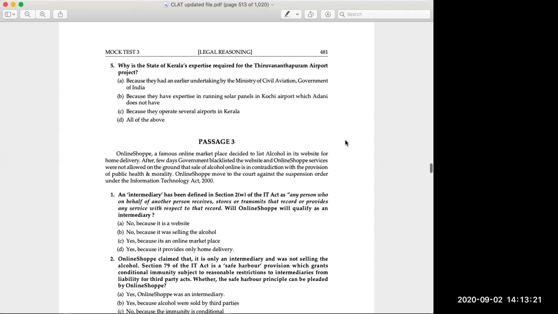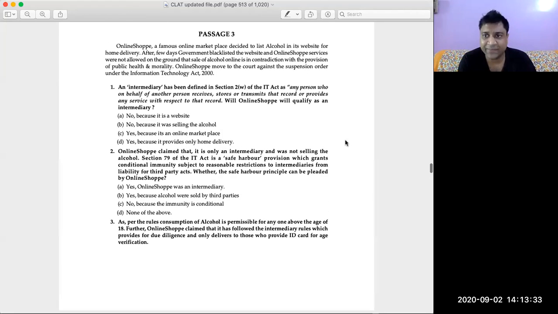Sir, it is clearly mentioned in the passage. Option C is the right answer because they operate several airports in Kerala, which was the reason why they were saying that they were more experienced than the Adani Group. Right. Again, it links up to the same thing as we discussed before, right? That due to prior experience, they have a better kind of CV, in a way you can say, for running the airport. Okay, good.